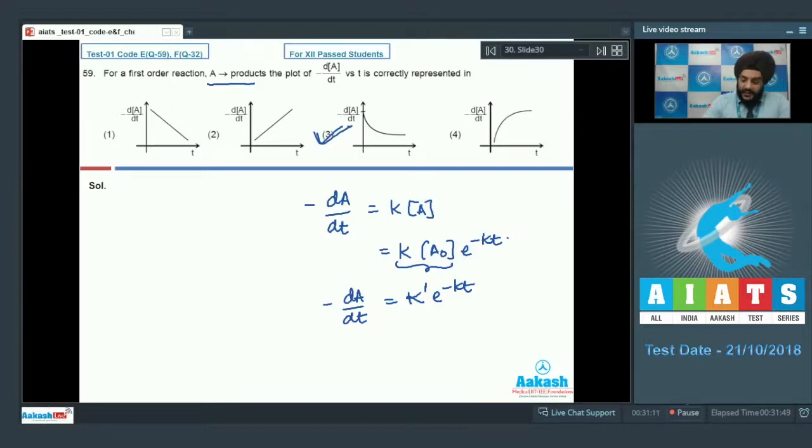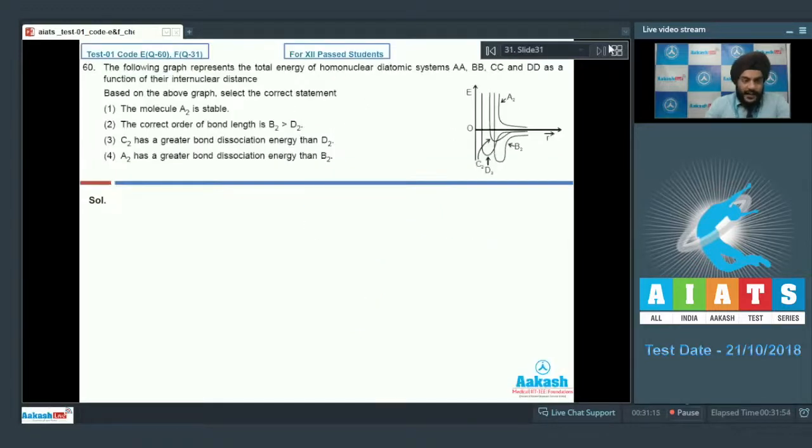Let us look at the next question, question number 60. The following graph represents the total energy of homonuclear diatomic systems A2, B2, C2 and D2 as a function of their internuclear distance. Based on the above graph, we have to select the correct statement. So let us look at the options. The molecule A2 is stable.